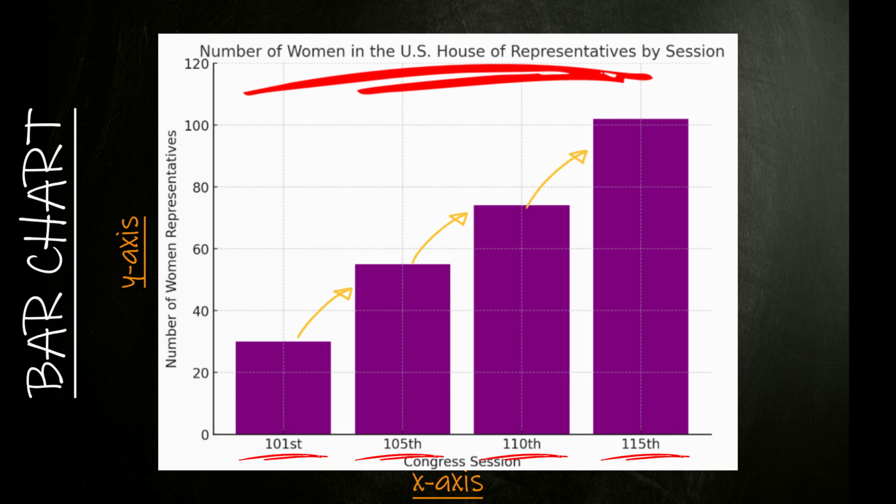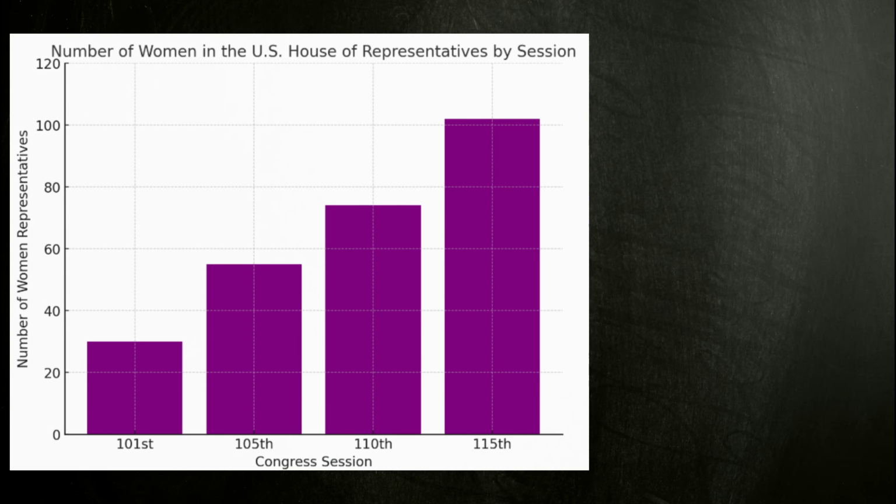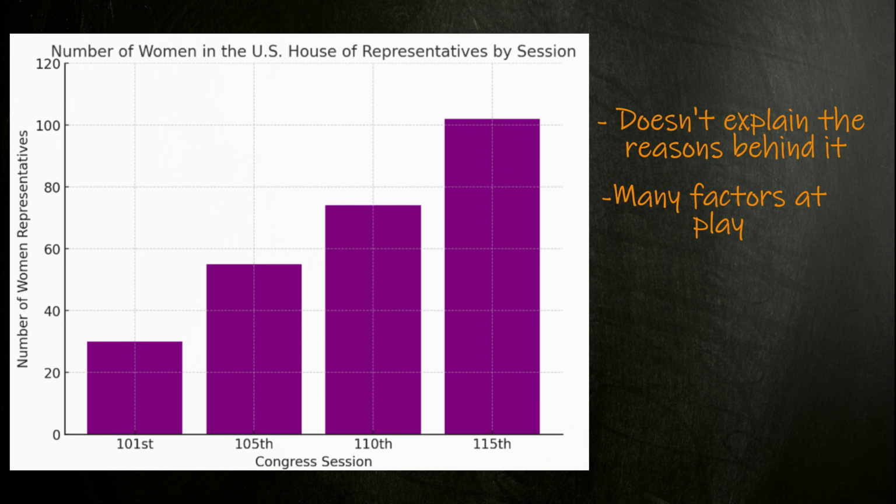Now, let's be mindful of a few things when interpreting this data. First, this graph shows us a trend, but it doesn't explain the reasons behind it. There could be many factors at play: policy changes, shifting public attitudes, or efforts to encourage more women to run for office. It's also important to note that this graph only looks at the House of Representatives, not the Senate or state legislatures, so it's just one part of a bigger picture. That being said, the upward trend is clear. If this pattern continues, we can expect to see even more women serving in Congress in future sessions. But of course, past trends don't always guarantee future results.